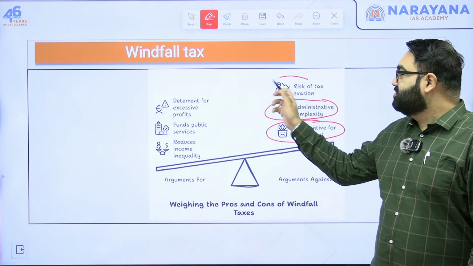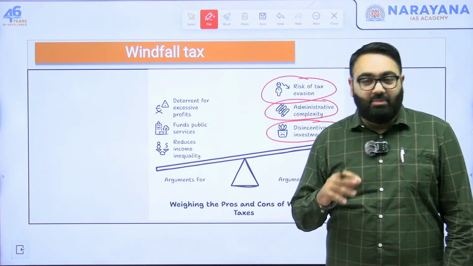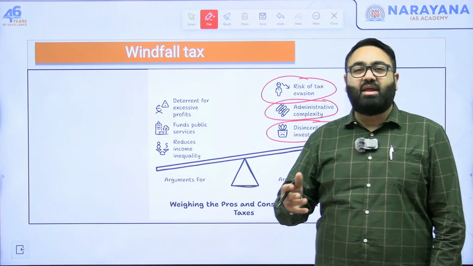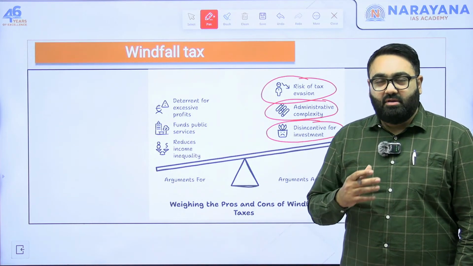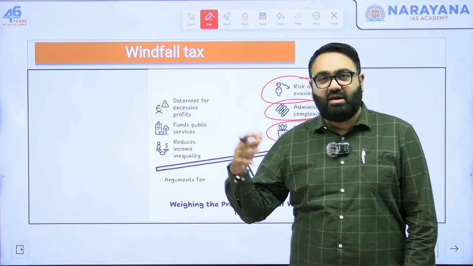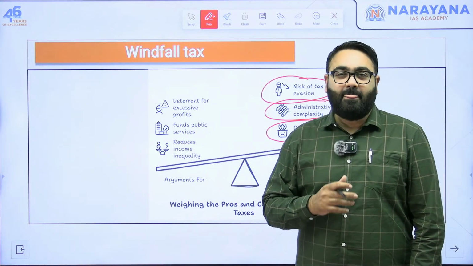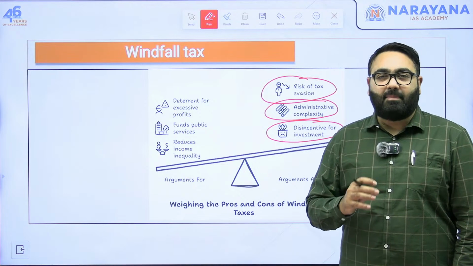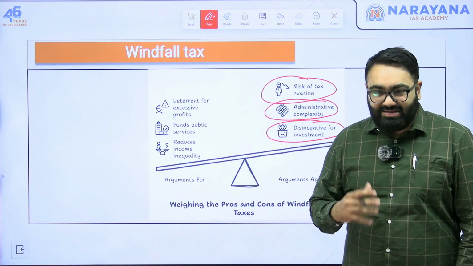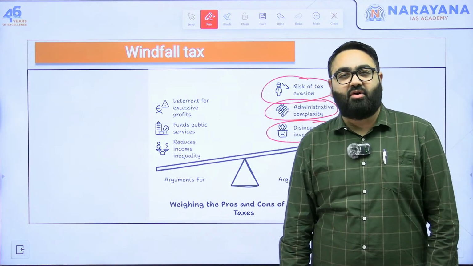There's also risk of tax evasion. When you have tax imposed above a certain limit, you are actually discouraging people from giving away taxes. This is proven economically that when you go beyond a certain amount of tax, or when you go beyond a certain threshold of tax rate, people will do everything within their capacity to evade taxes. So higher tax rates would also lead to tax evasion. These are the arguments against the idea of windfall tax.